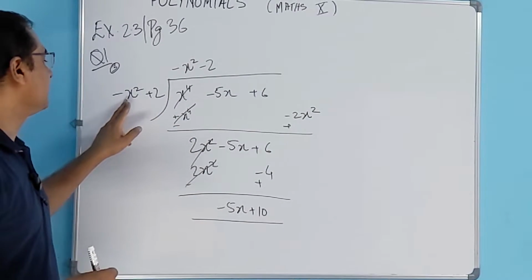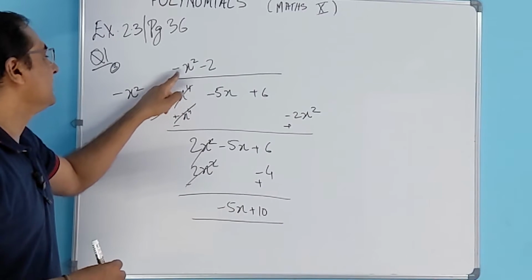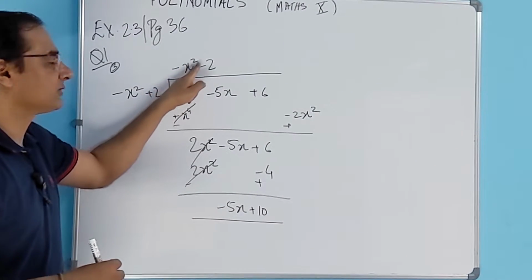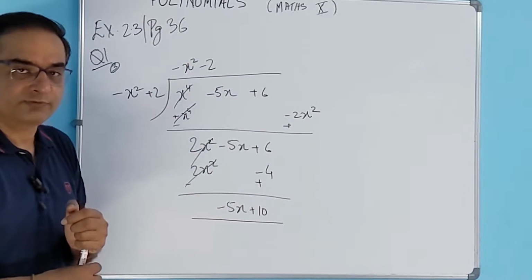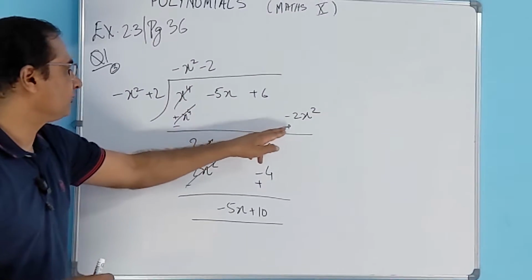So what do we need to multiply this x square with, so that we can cancel x raised to power 4? It's minus x square. So minus x square becomes the first term of the quotient. When we multiply minus x square by the terms, we write it over here.